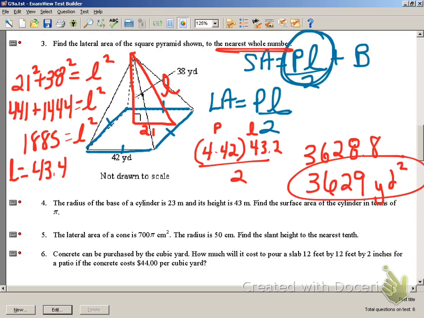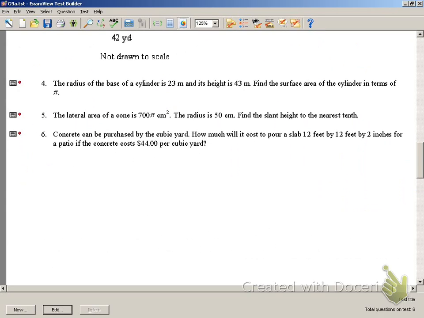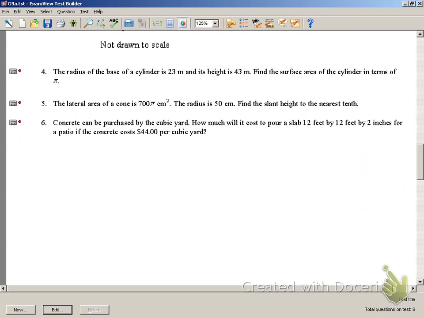Number 4. Let's get some room. The radius of the base of a cylinder is 23 meters, and its height is 43 meters. Find the surface area of the cylinder in terms of pi. We have to be able to read these in order to understand what we're talking about. Now, we're talking about a cylinder. So remember, a cylinder just represents like a can, a soup can.